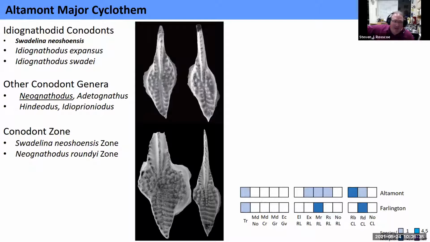And yes, even these early versions actually do start to show an eccentric groove, but we lose those eccentric grooves very quickly through this process in North America. Again, just more Suedolina neoshoensis here in this zone for the Suedolina species. Let's go to the next slide.